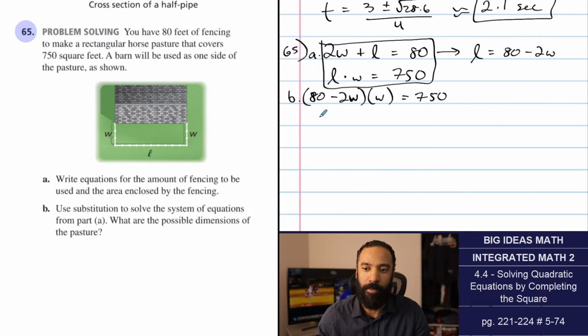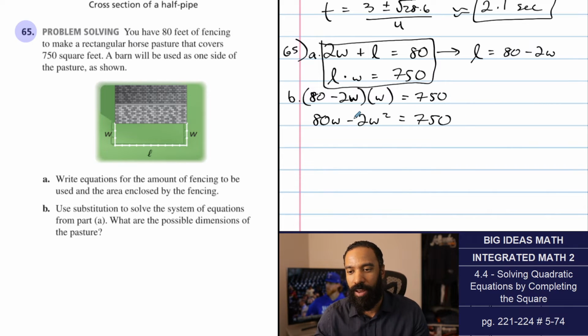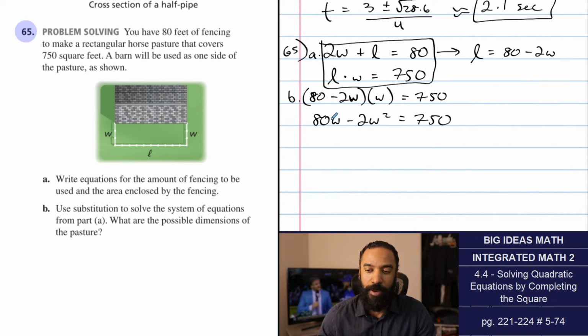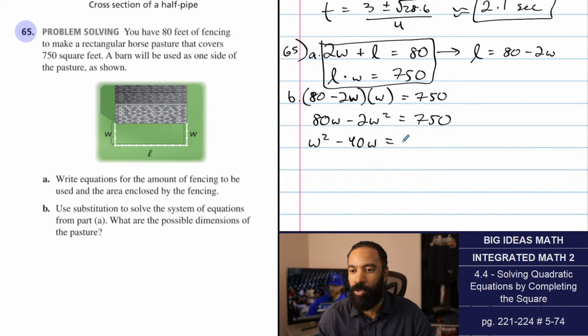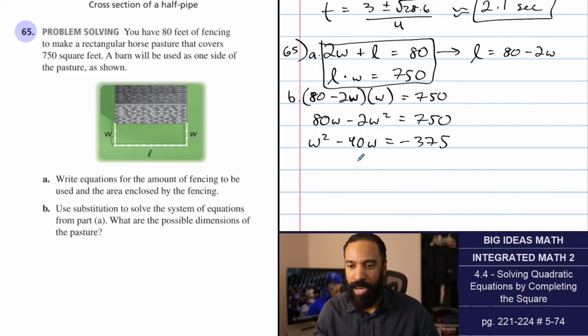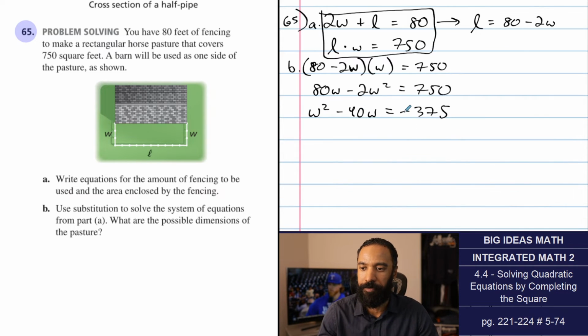If I distribute W, now I'm going to have 80W minus 2W squared equals 750. I can divide everything by 2. In fact, by negative 2. I want to get this W squared positive right now. Let's write that. So that's W squared, and then minus 40W equals negative 375. Divided everything by negative 2, put the W squared first.